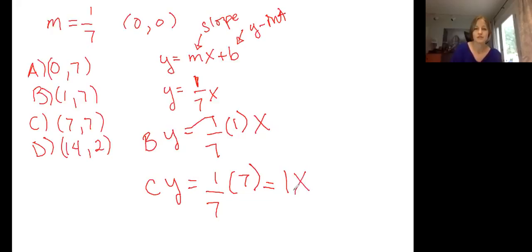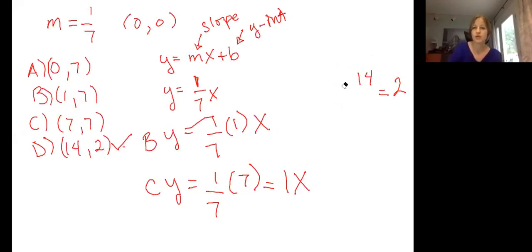So C is wrong. And now by default, I know it's D, but if I wanted to try it out, I could do so. So y equals 1/7 times 14. 14 times 1/7 is 2. That's what we were hoping for. So D is the correct answer. So that's one way of doing it: you can set up your equation in slope-intercept form, and then you can plug in all your answer choices until you see which one is correct.